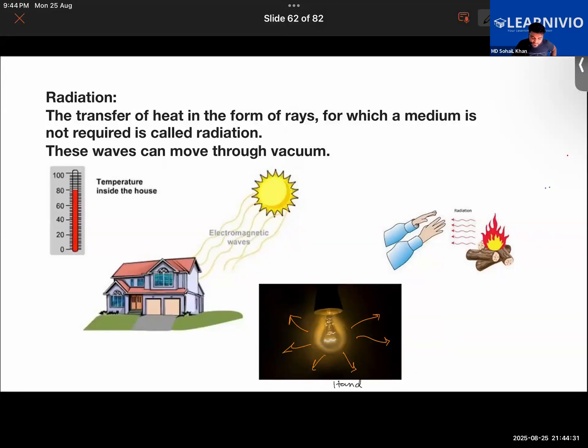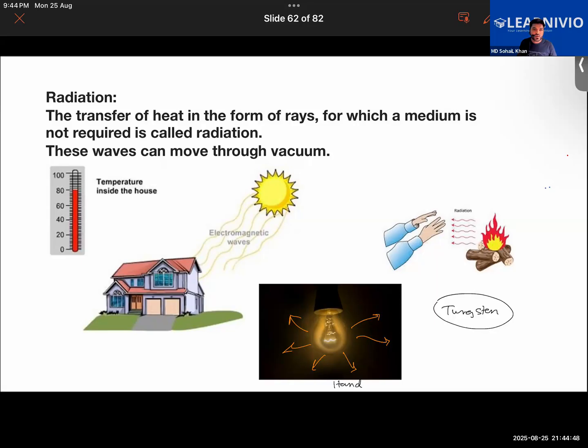Do you guys remember which kind of filament is used in the incandescent bulb? What is it made up of? Tungsten. Very good. Tungsten can be heated up to very high temperatures, which makes it glow.